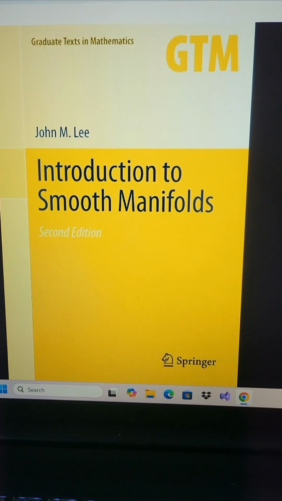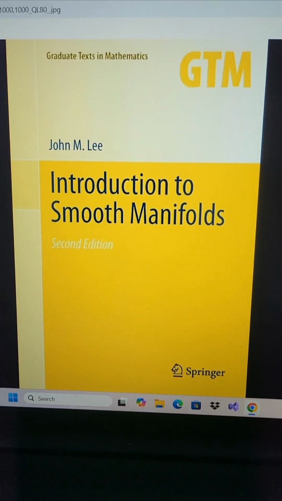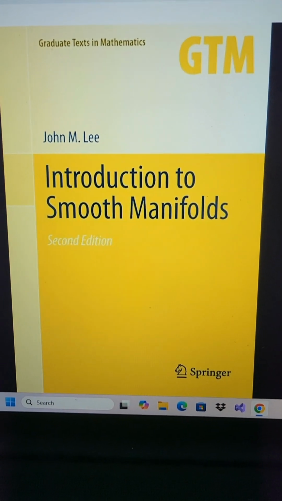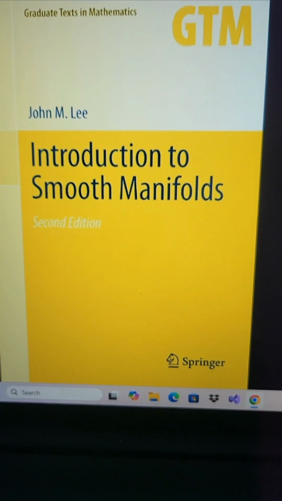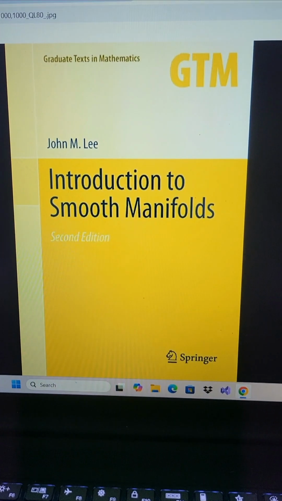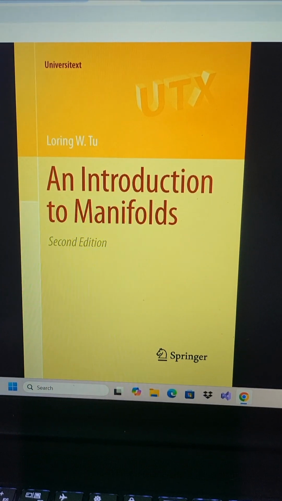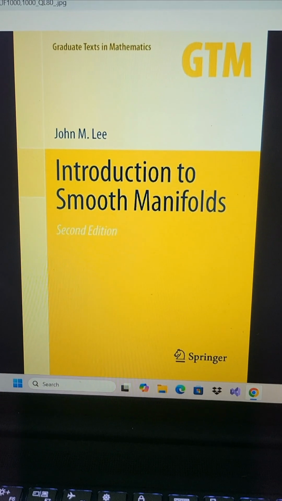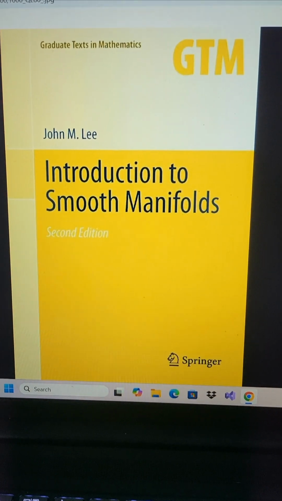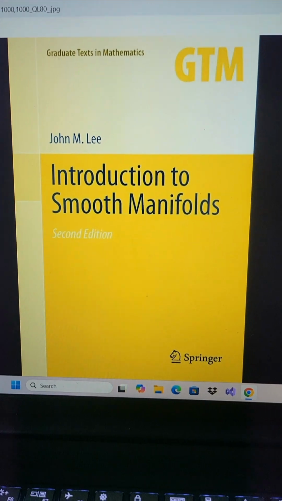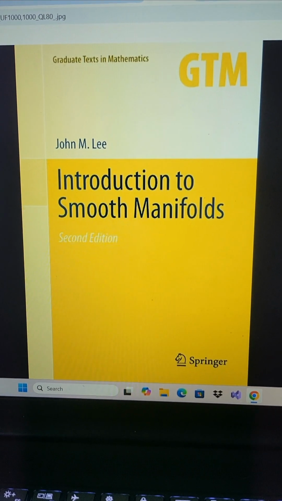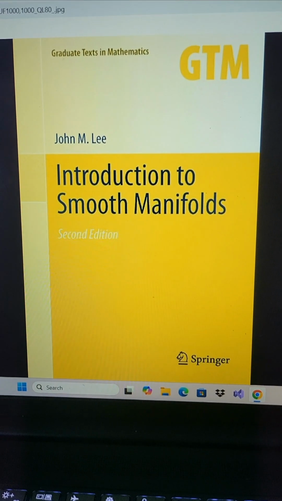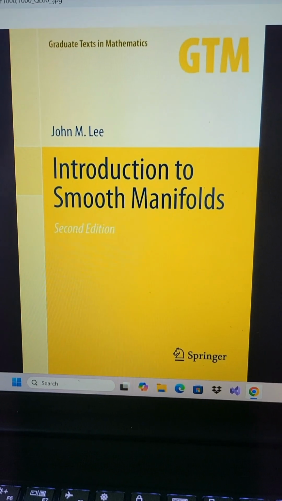Now this is the more standard graduate level reference called Introduction to Smooth Manifolds by John M. Lee. This is also a great textbook, and I would recommend reading the appendix to this textbook. Both of these two textbooks have appendices that review linear algebra and calculus, and the key concepts that you need to know from them, namely the inverse function theorem. These appendices are really great resources, even if you're just looking to review linear algebra.